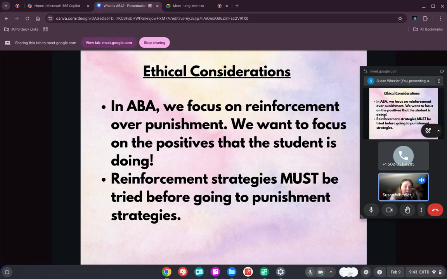So, ethical considerations to consider with ABA. In ABA, we focus on reinforcement over punishment. We want to focus on the positives that the student is doing. Reinforcement strategies must be tried before going to punishment strategies. So, like I said, we really want to focus on what the student is doing right and making sure we're trying all things possible before going to punishment.